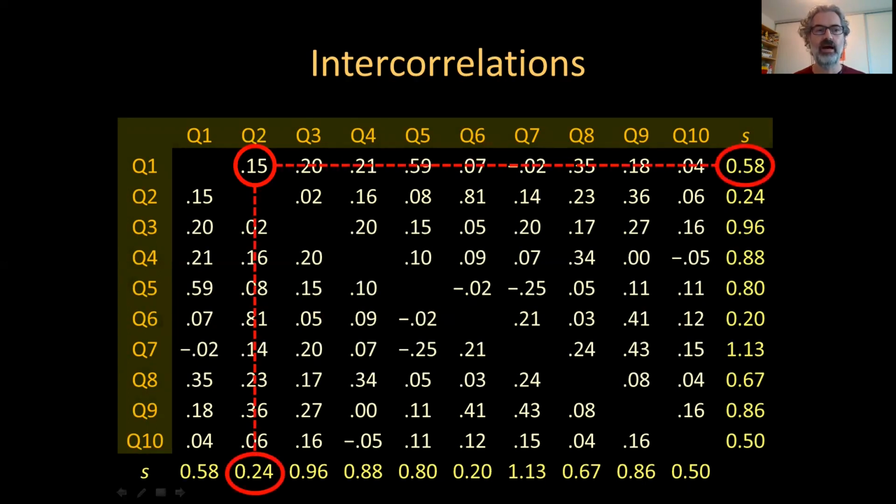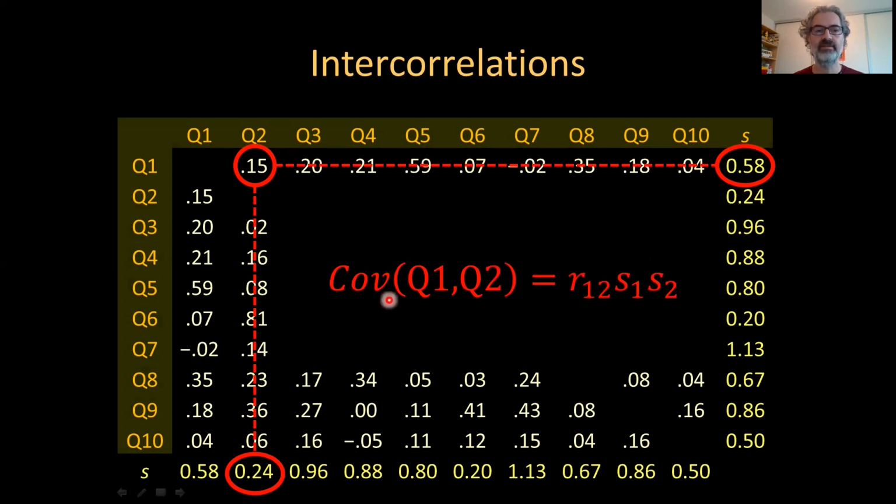So the covariance for items 1 and 2 is given by the product of their correlation with their standard deviations. So the covariance of Q1 and Q2 is equal to the product of their correlation with their standard deviations. That's because the standard deviations are measures of how much these vary. Remember, the standard deviation is an index of dispersion. So the standard deviation of question 1 is an index of how much question 1 varies. The standard deviation of question 2 is an index of how much question 2 varies. And the correlation between question 1 and question 2 is an index of how associated they are. So the product of these things is called the covariance and is an actual measure of how much they covary.